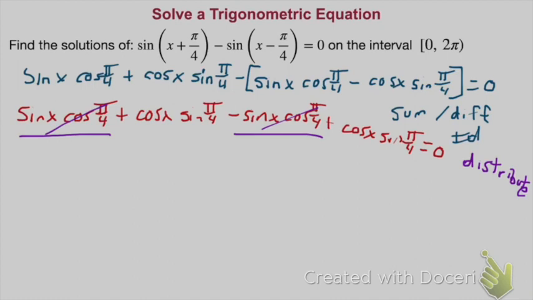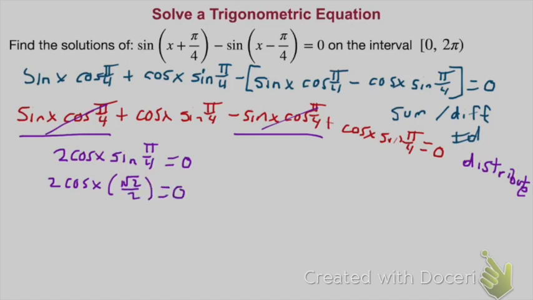Okay, so then we have a cosine x sine pi fourths and a cosine x sine pi fourths. That means we have 2 cosine x sine pi fourths equal to 0. We evaluate our sine of pi fourths. So we have 2 cosine x. The sine of pi fourths is the square root of 2 over 2 equals 0. When we multiply these together, 2 and the square root of 2 over 2 becomes the square root of 2 cosine x equals 0. We're just doing algebra now.